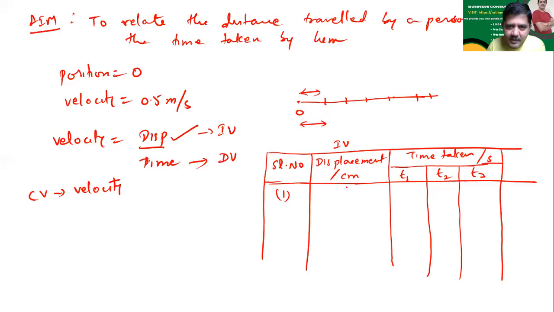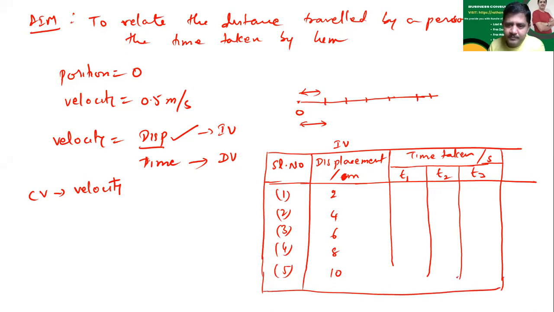This is not in centimeters. This is in meters. And initially, this would be 2 meters, 4 meters, 6 meters, 8 meters, 10 meters. Right? Okay. So now this is what we have. Now let us begin with the experiment. Anything else I have missed? I have missed something here.